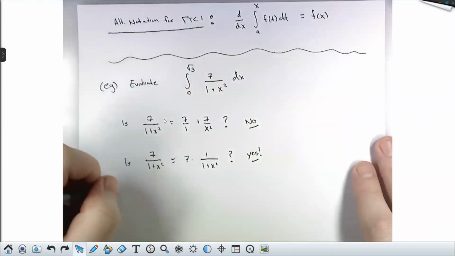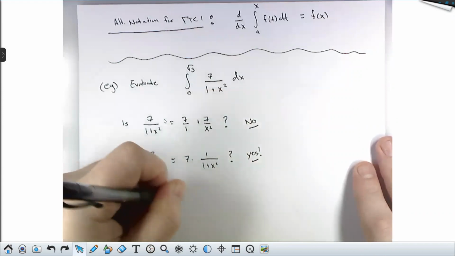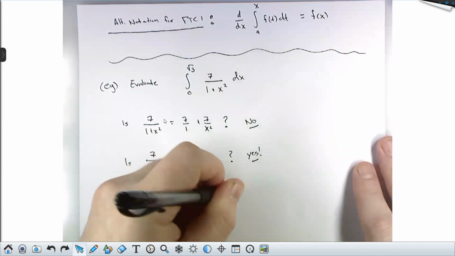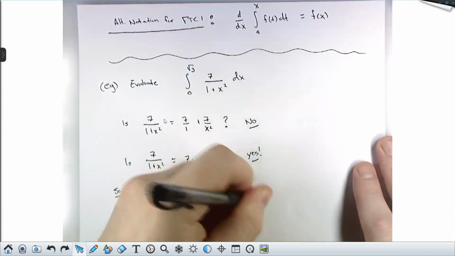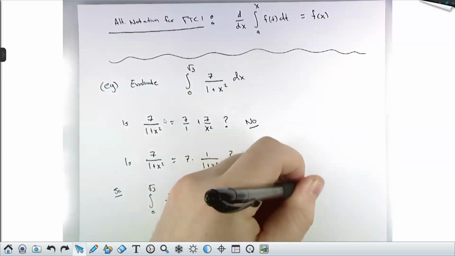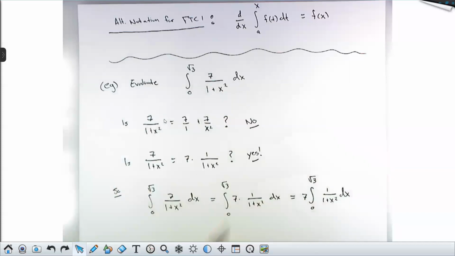Okay, so that means the integral from 0 up to root 3 of 7 over 1 plus x squared dx is equal to the integral from 0 up to root 3 of 7 times 1 over 1 plus x squared dx. What do I do from here? Yeah, if we recognize an antiderivative right away, we can do that. I would even do one thing before then. I would say this is 7 times the integral from 0 to root 3 of 1 over 1 plus x squared. Yeah, it's because I do know an antiderivative for this piece, and this is a constant multiple. And remember, constant multiples can pop out of integrals.